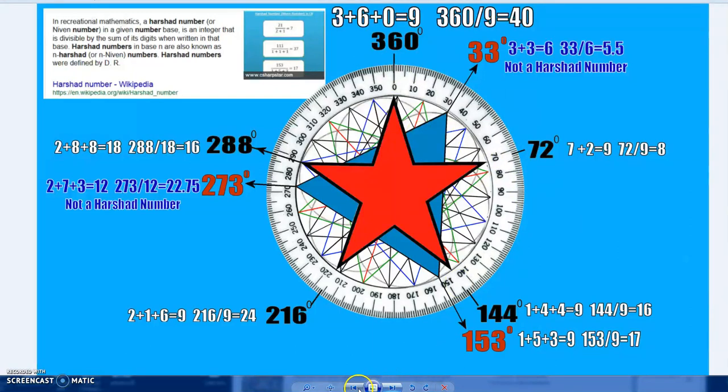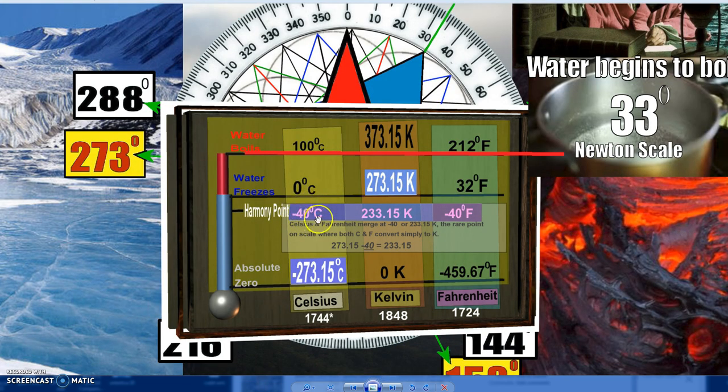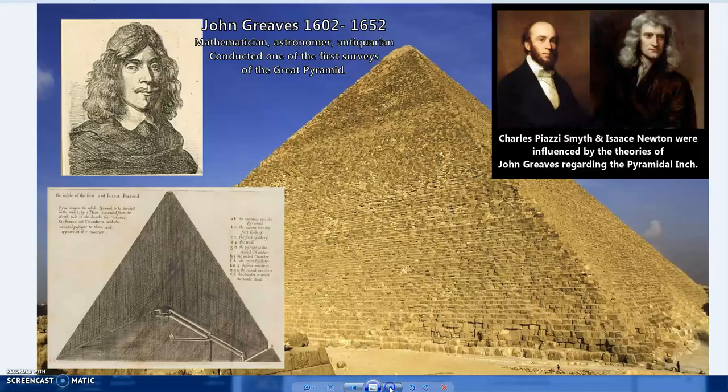But in the early ones, I just rounded it off, so I had 3 plus 6 is 9. But really, when you do it, it should be 3 plus 6 plus 0 is 9. 360 divided by 9 is 40. Now that's an important number to consider, because that's the harmony point between Celsius and Fahrenheit, and also in Kelvin, again, reference to Fibonacci 233. Water begins to boil vehemently at 34 degrees on the Newton scale, Fibonacci.